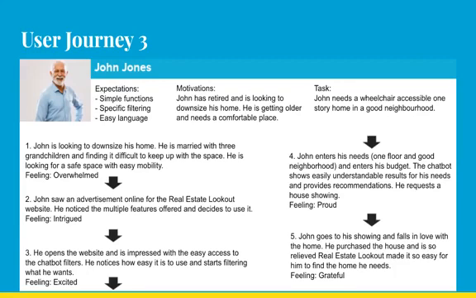Then John saw an advertisement online for Real Estate Lookout, and he noticed that multiple features were offered and decides to use it. So he opens the website and he's impressed with all the filters and how easy it is to use the chatbot. And so he starts filtering what he wants. Then John enters his needs, so 1 floor and a good neighborhood, and enters his budget.